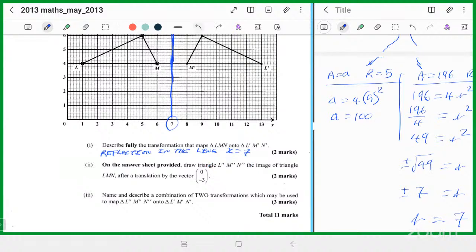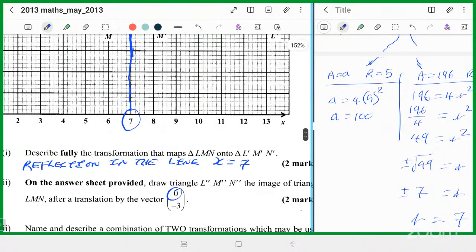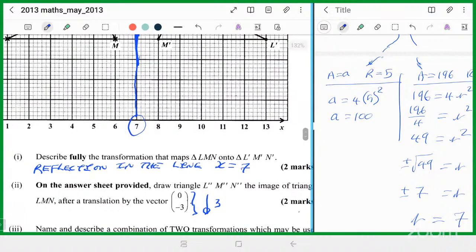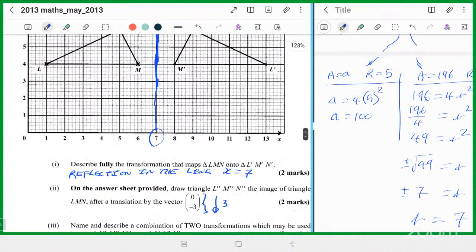Next, draw the image of the original triangle after translation (0, -3). This 0 means there's no horizontal movement. This 3 means 3 units down. So this is a 3 units down only translation. We're going to move the original triangle 3 units down.